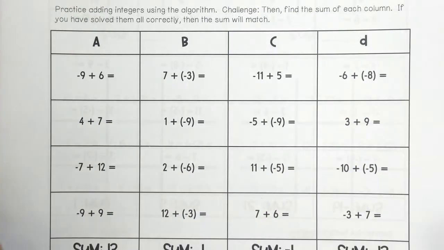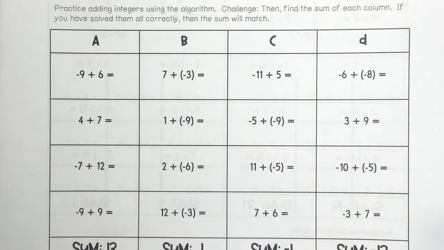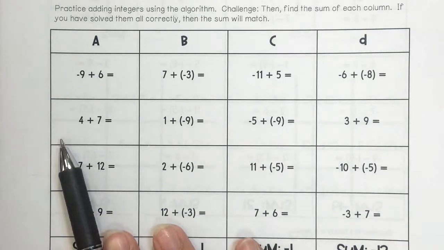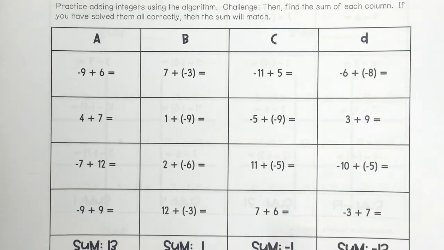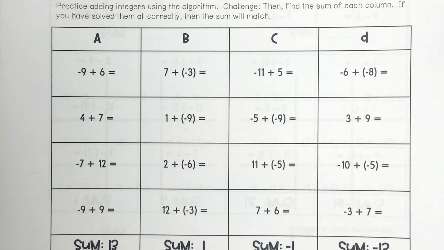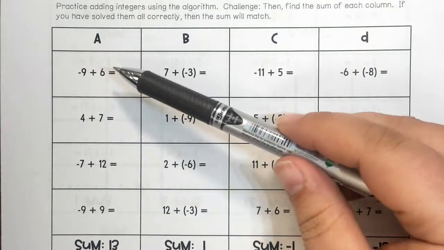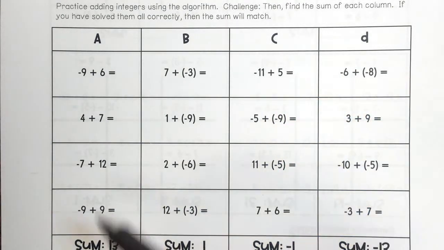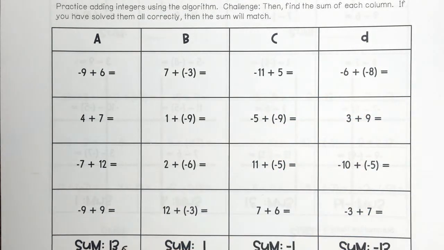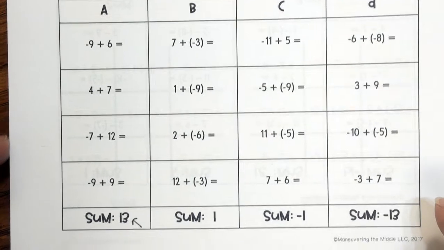There's some practice things to do down here. Chances are I probably do one of these in class, and then in your families you guys work on the other ones. We're going to practice adding integers using the algorithm. So we're going to find each sum here, and then we're going to add all of those different numbers, and we should get 13. That's how we'll know if we're right.